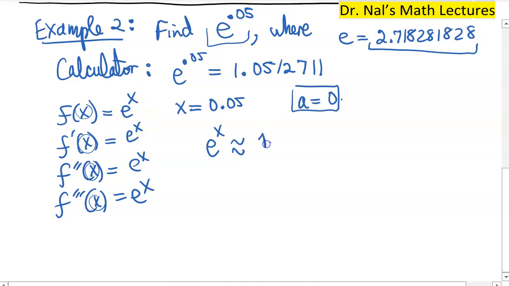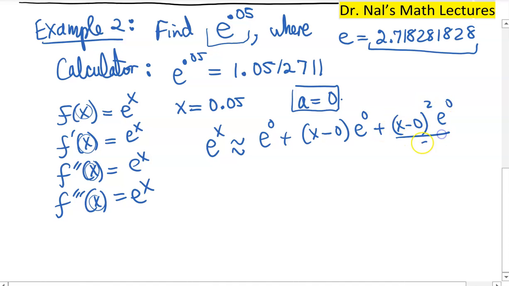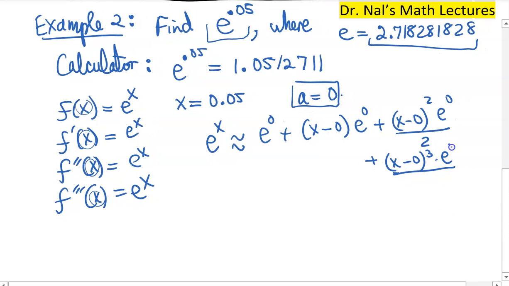So it will boil down to the following: 1 plus, or let me do it in 2 steps maybe. So it is e to the power 0 plus (x minus 0) e to the power 0 plus (x minus 0) squared e to the power 0 all divided by 2, and so on. Do you guys see that? So we will decide how far we want to go in this formula. Let me write actually one more term: (x minus 0) cubed times e to the 0 divided by 6, and so on.